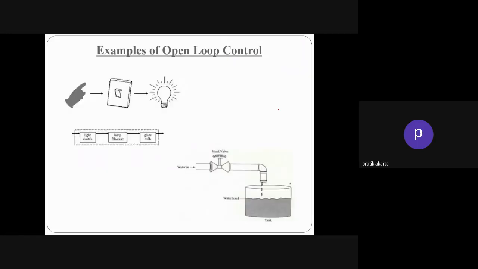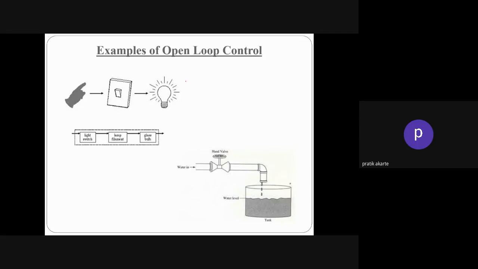Another example. These are a few examples: light switch, light lamp filament, or glass bulb. Again we'll take this. If this is a control system, one of the simplest ones, if we switch on the light, it is expected that it should give light, it must glow.